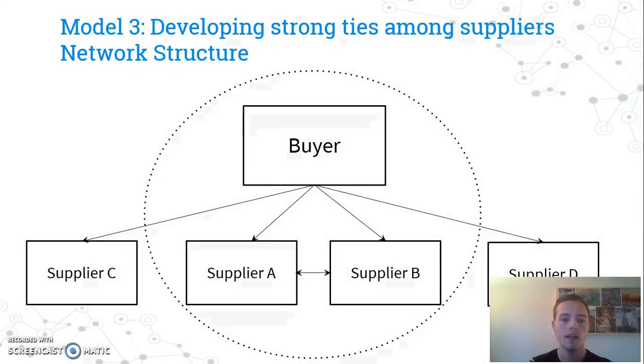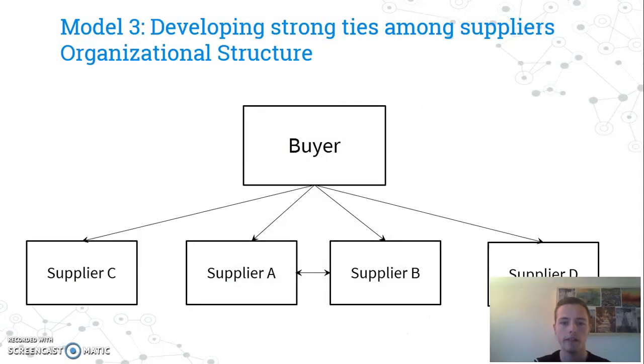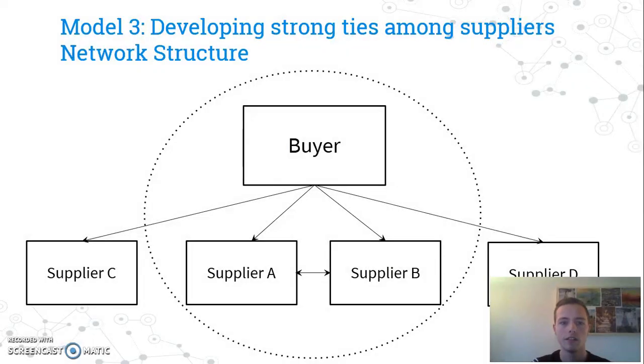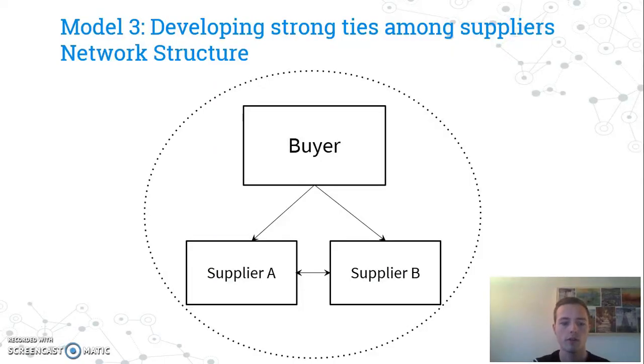You see now the organizational structure of the buyer. So you see the network that we saw in Model 3, but now we see also supplier C and supplier D, who have no ties at all with this network. But we're focusing especially on the network, so supplier A and supplier B with the buyer. So we will leave supplier C and supplier D out because this is our scope of the research question. You see it in this picture.